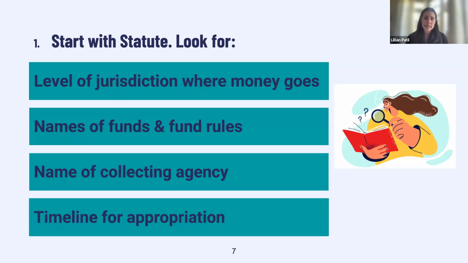And then one last thing that's really helpful to look for when you're doing a statute search is to check for any notes about the timeline for appropriation of the fund. In budgets, often funds are appropriated, which means legally authorized on an annual basis.